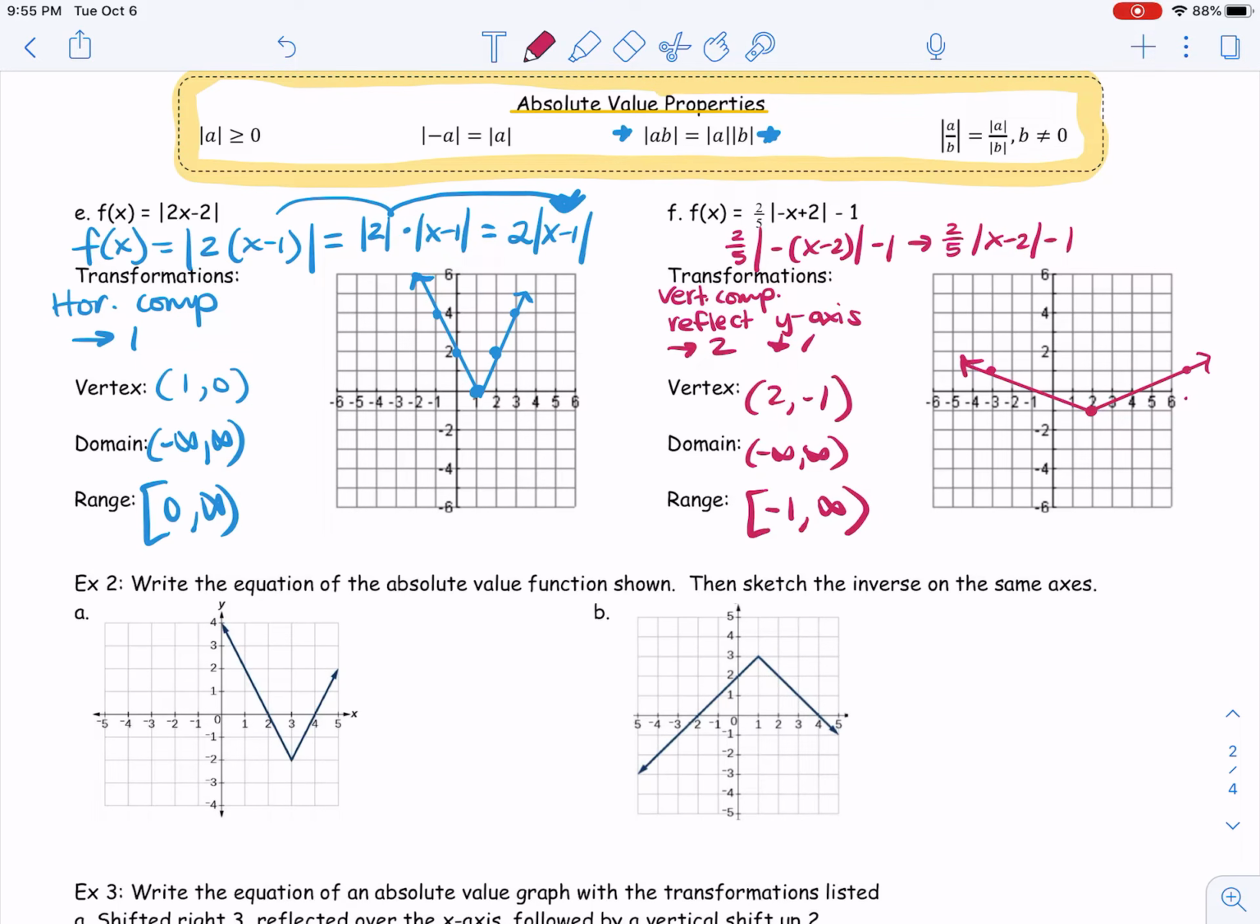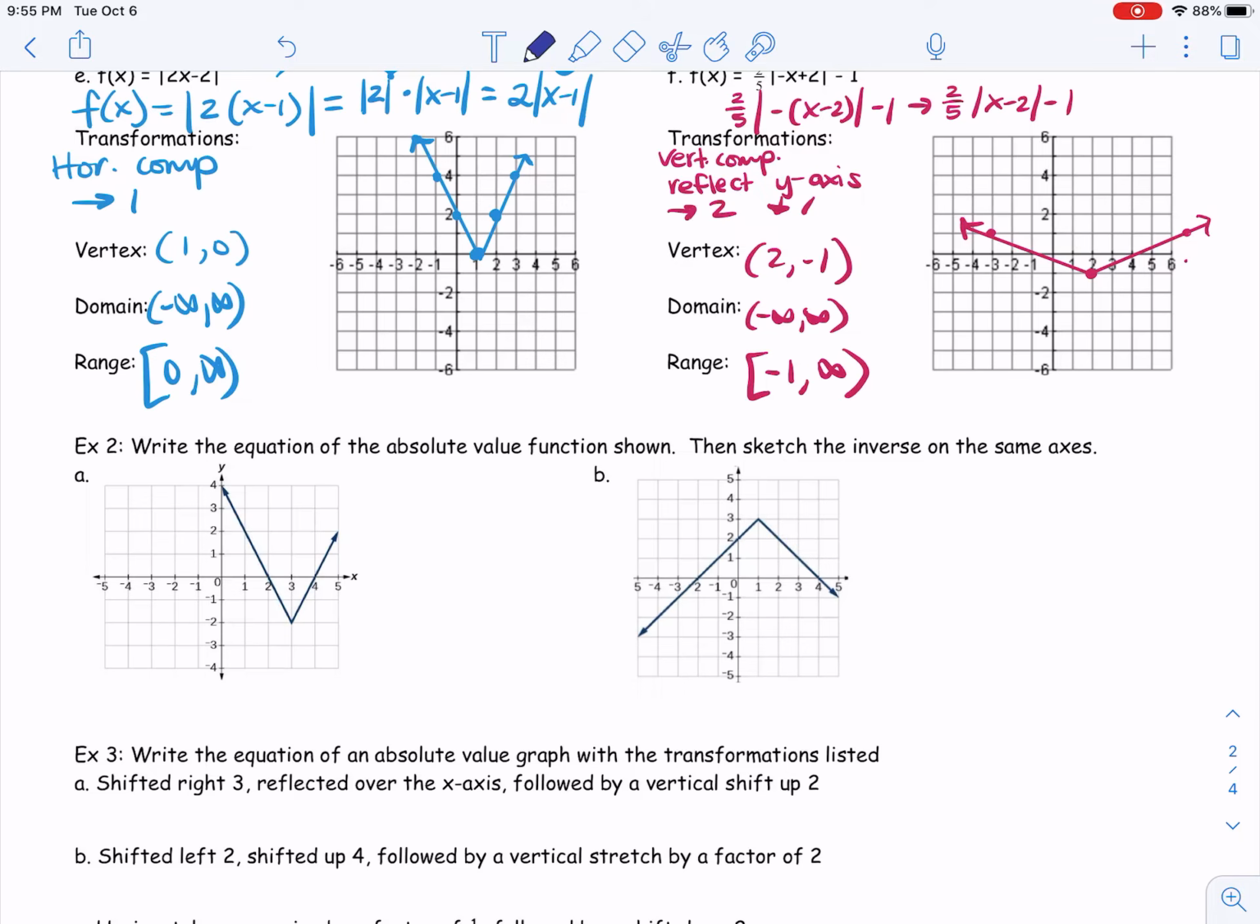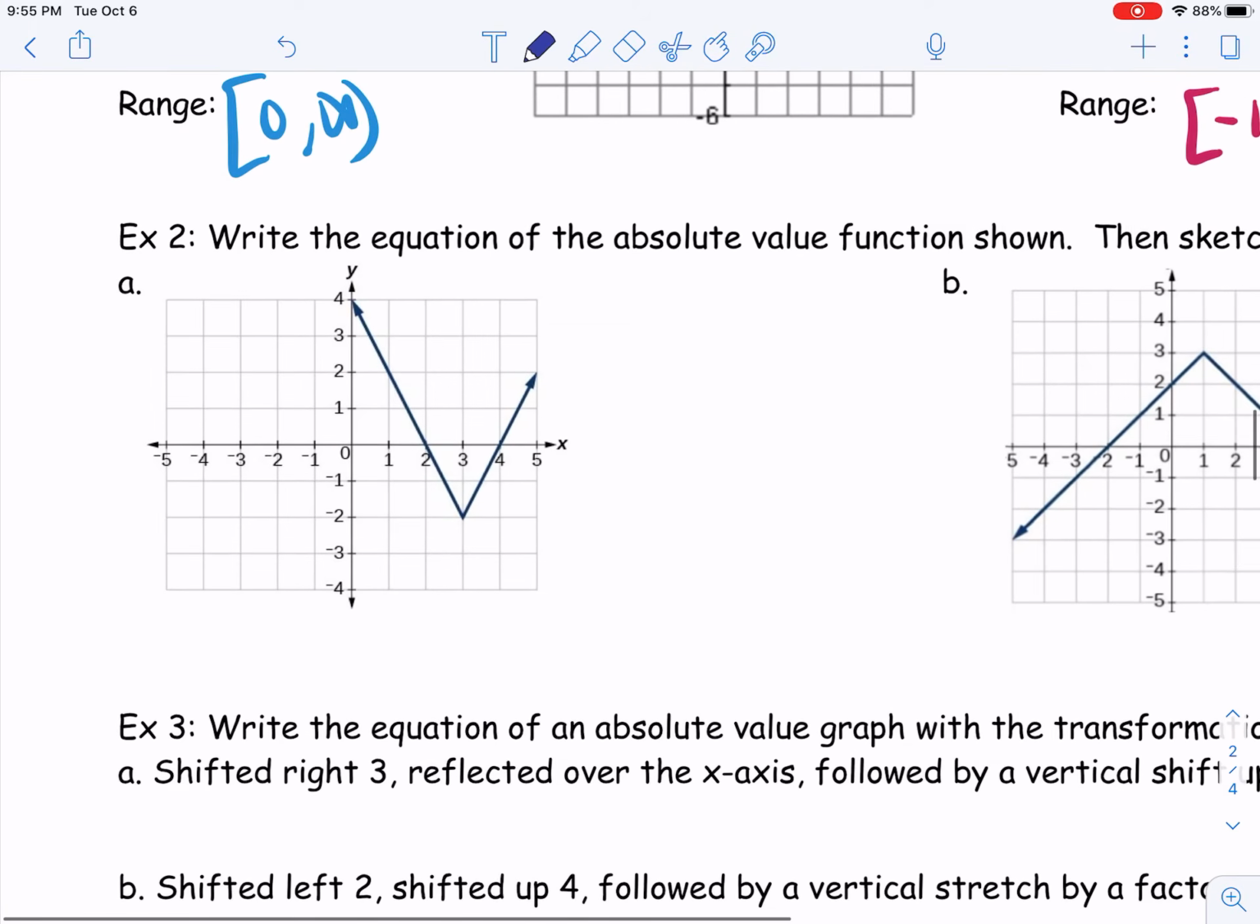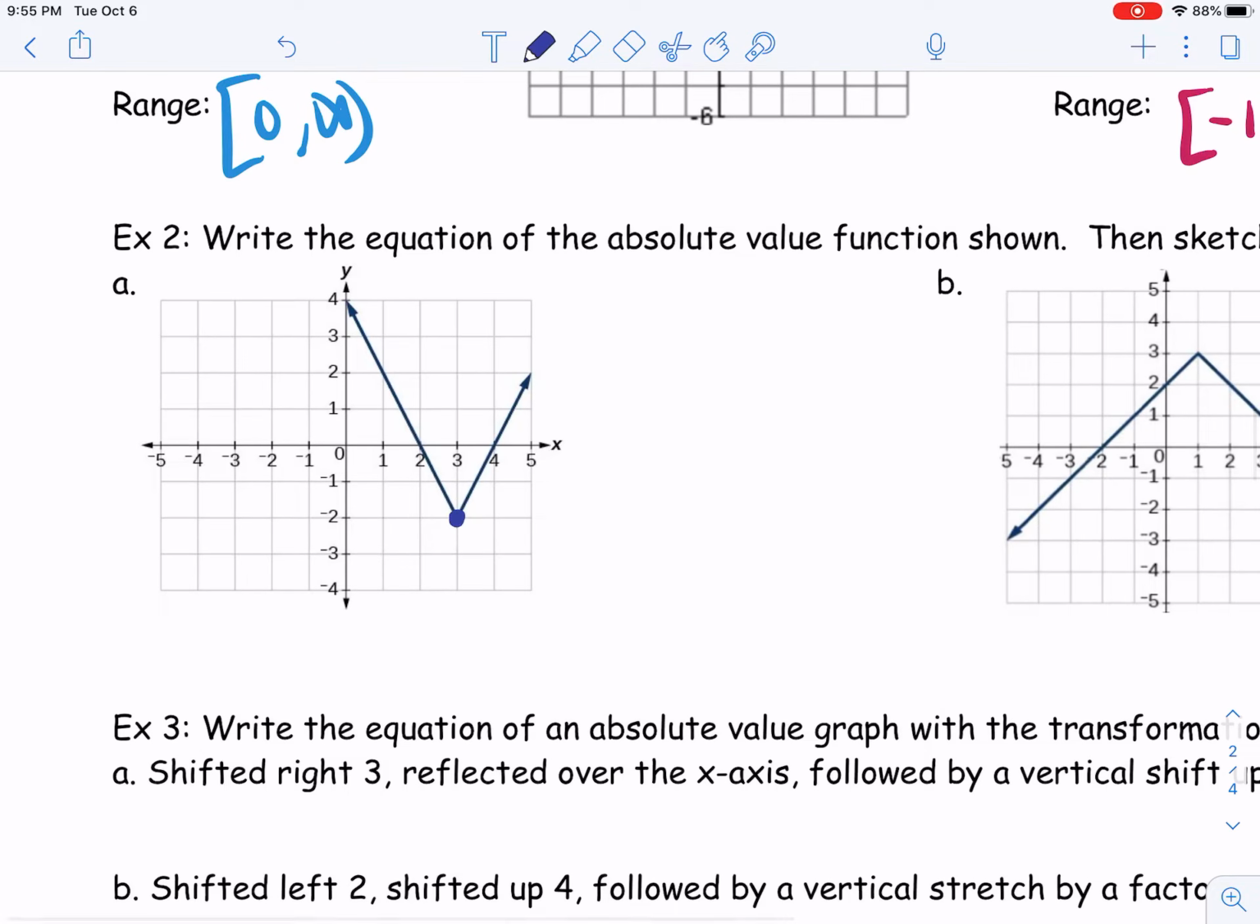And so now that I have given you the transformations and you draw the graph, I want to go the other way around. So if I give you the graph, could you write the transformations and write that function? So what I want to do is I want to start with where my vertex is. So in this problem, my vertex is at 3, negative 2. So that means I went right 3, down 2. So that means I need to see something like this.